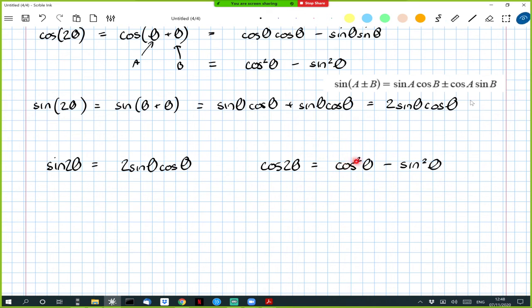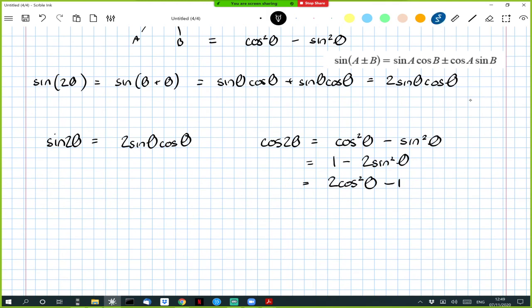But if we use the trig identity that we learnt in first year, i.e. cos squared theta equals 1 minus sine squared theta, we'll see that this could also equal 1 minus 2 sine squared theta. And if we turn this instead into 1 minus cos squared theta, we get 2 cos squared theta minus 1. And you have to remember all three of those, as well as the sine one.